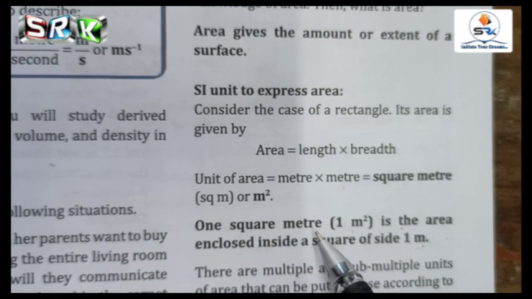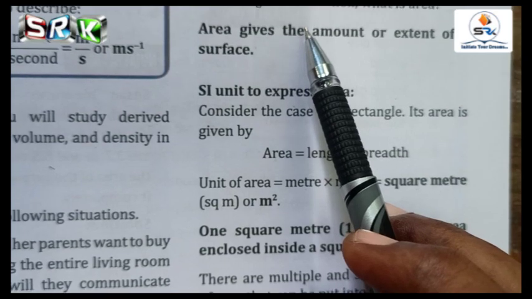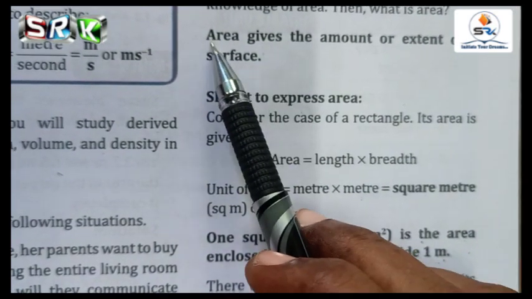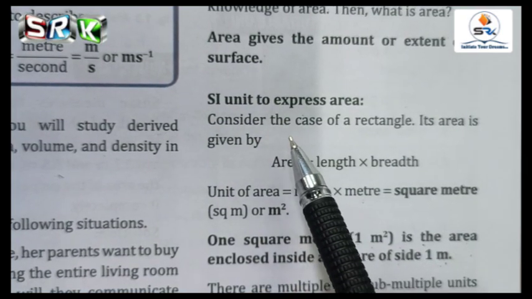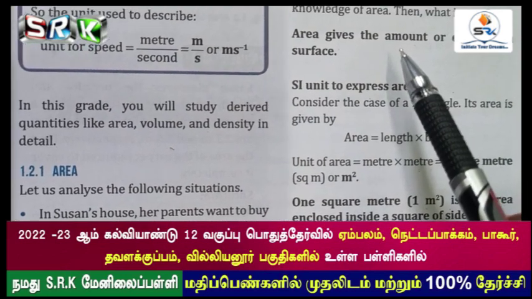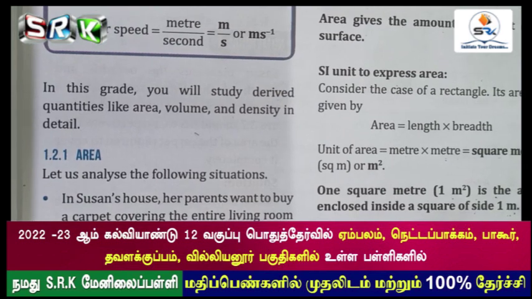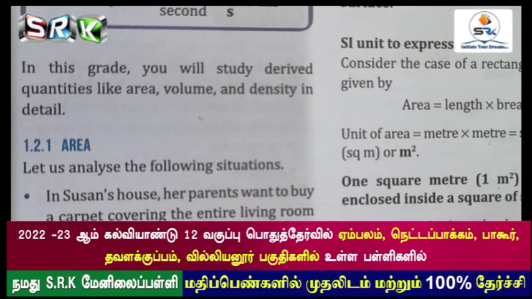So take down the homework. Define area. Starting from this one to this one you have to write: area gives the amount or extent of a surface. And the next question, students, that is enough for the question and answer. Next, take down the difficult words. First, communicate.